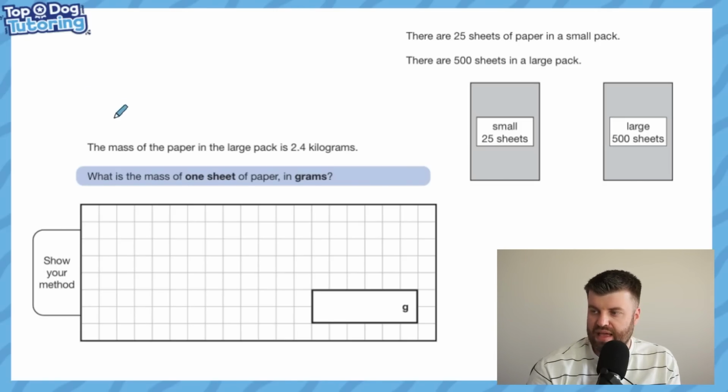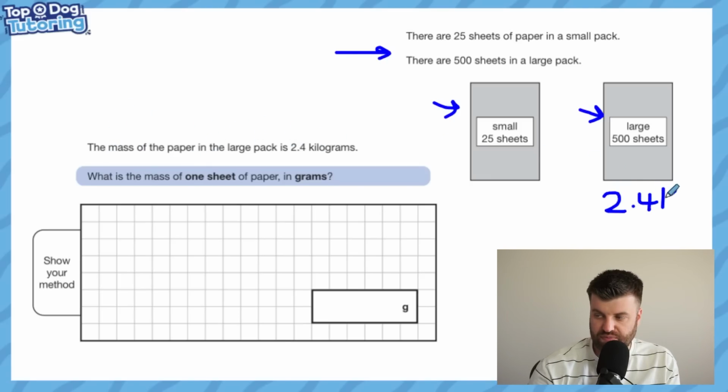Let's look at this one. There are 25 sheets of paper in a small pack and 500 sheets in a large pack. The mass of the paper in the large pack is 2.4 kilograms.